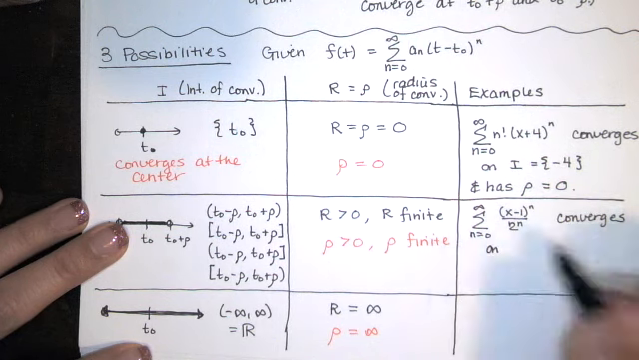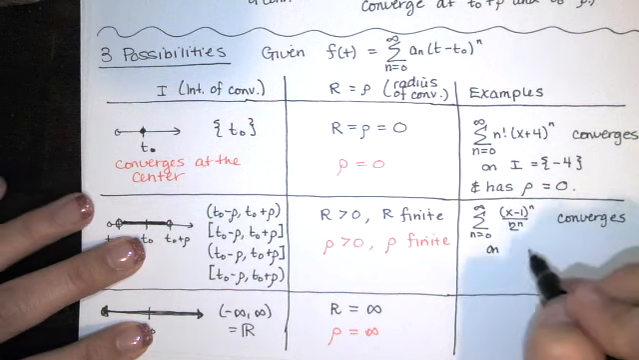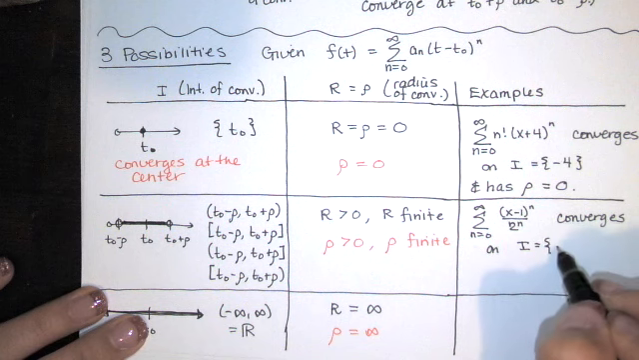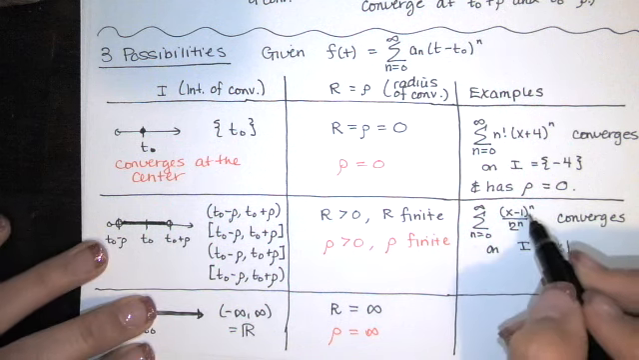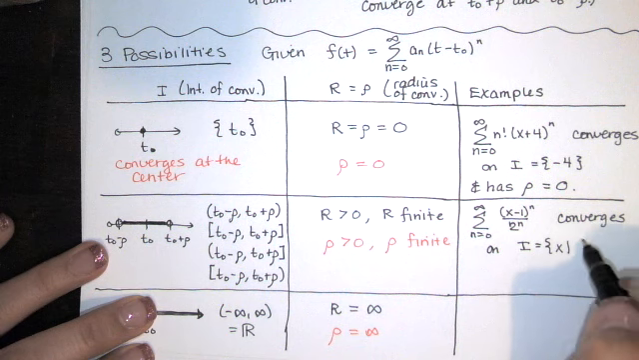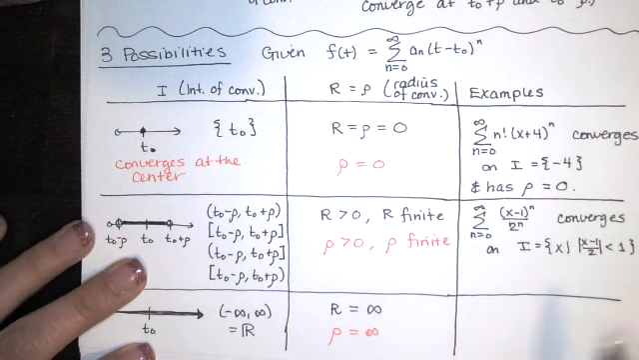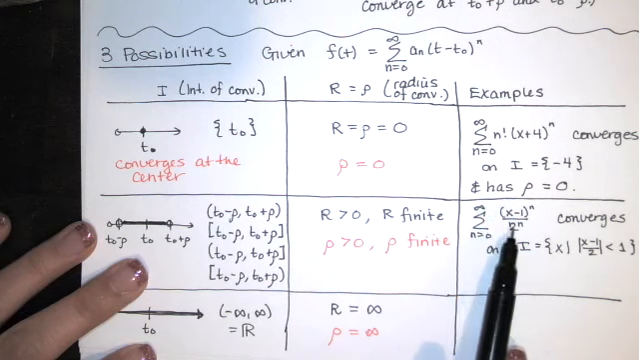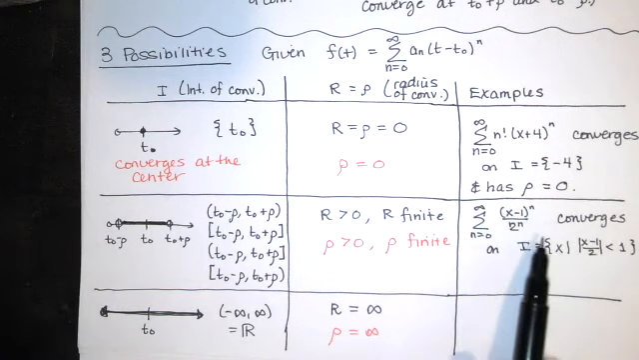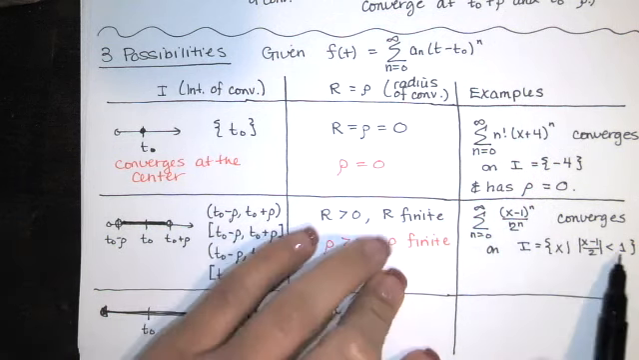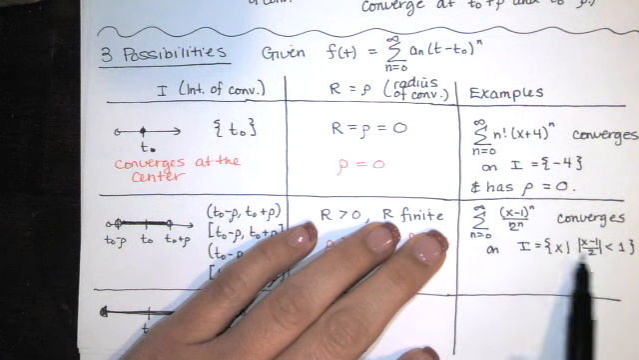This is a geometric power series, and it converges on this interval. It's going to be the set of all x values such that the absolute value of x minus 1 over 2 is less than 1. I'm actually taking the common ratio here. This is called a geometric power series because as you go from term to term, you're always multiplying by that x minus 1 over 2. This will converge when the absolute value of that common ratio is less than 1.